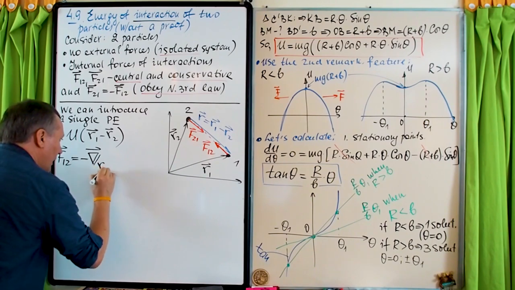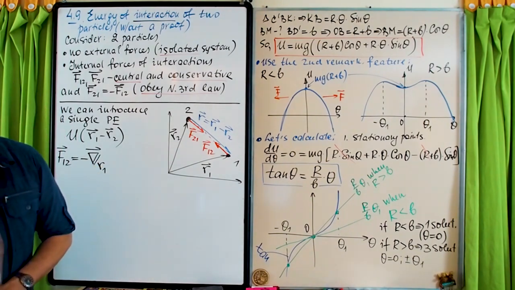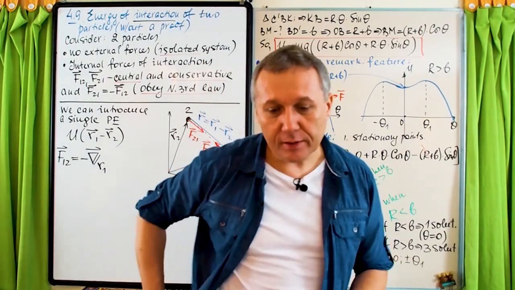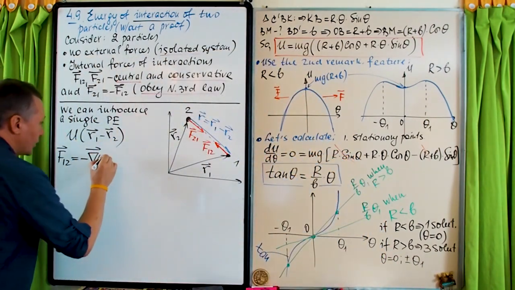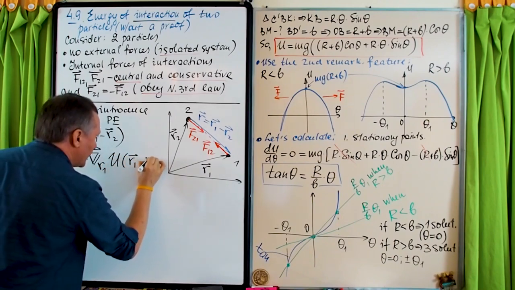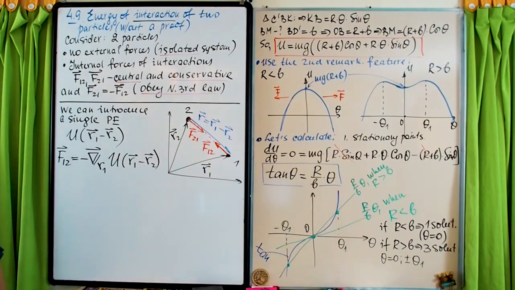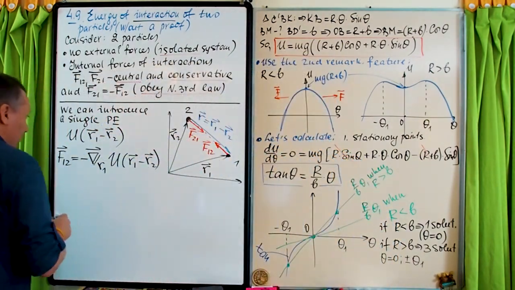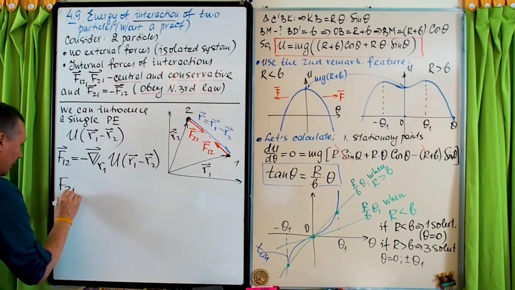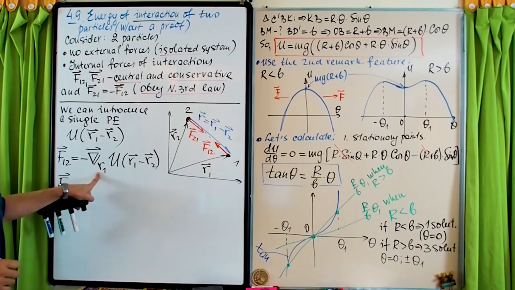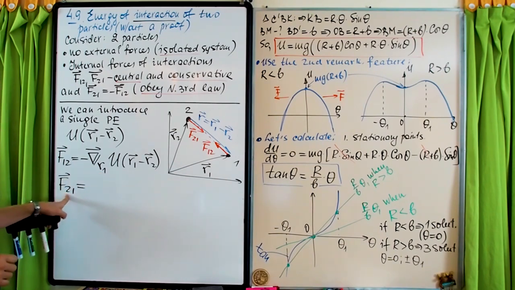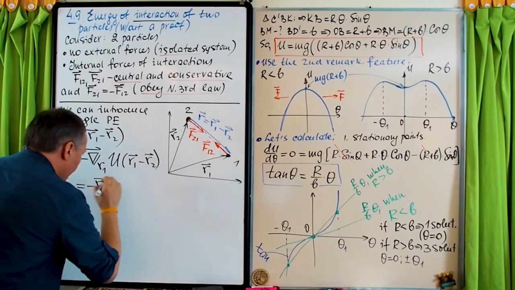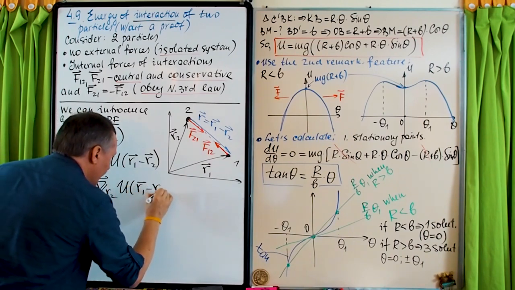So I will put here the subscript R1. So gradient with respect to the coordinates of the first particle out of this potential, U of R1 minus R2. Again, if you want to see the proof, go into that section and enjoy it. And of course, you can see immediately how we can calculate F21 in exactly the same way, but now we will have a negative gradient with respect to the coordinates of the second particle, out of our single potential.